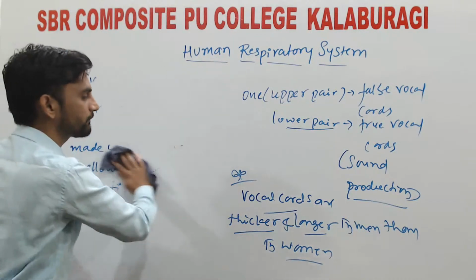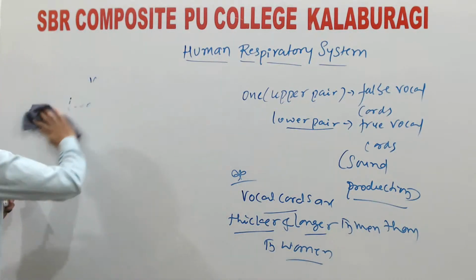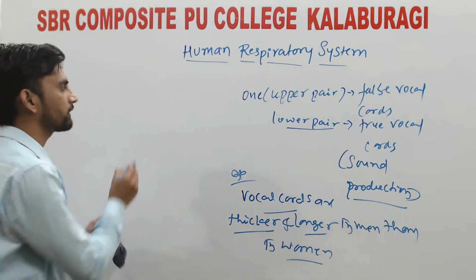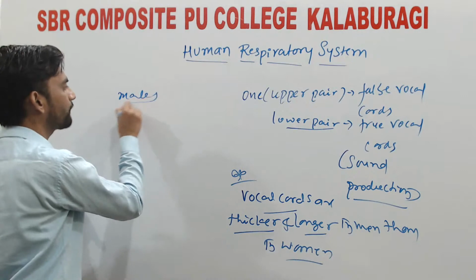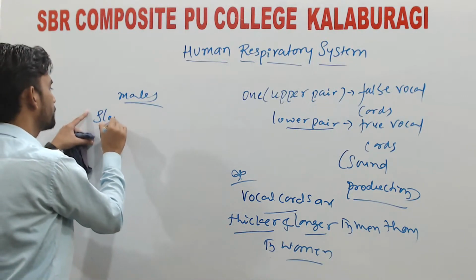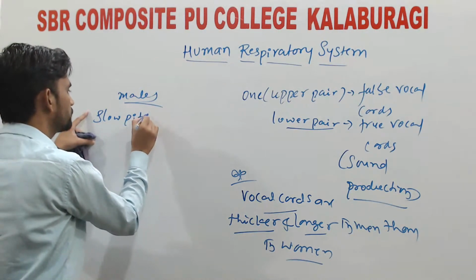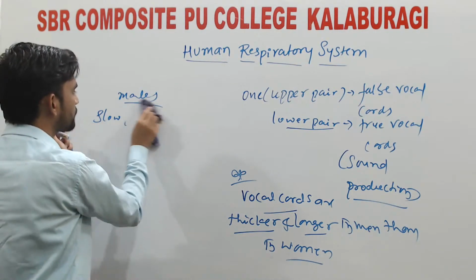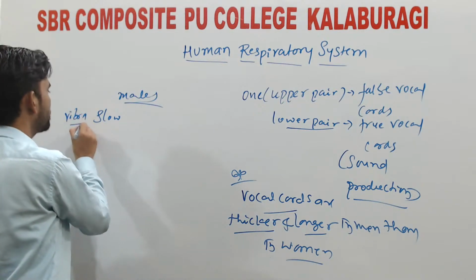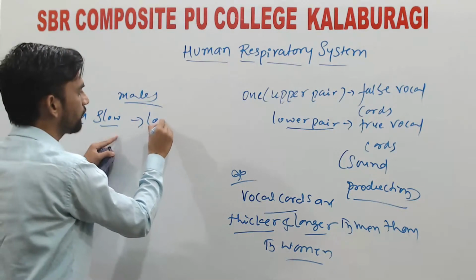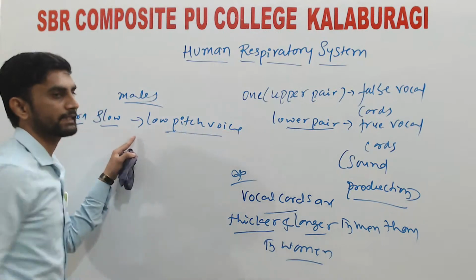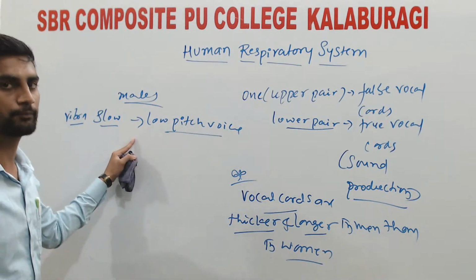On reaching puberty, a change in the voice of both males and females takes place. Males will have thicker and longer vocal cords, so their vibrations are always slow. That is why they always show a low pitch voice. Low pitch voice is the secondary sexual character of males after reaching puberty.